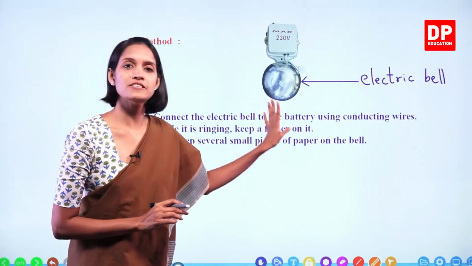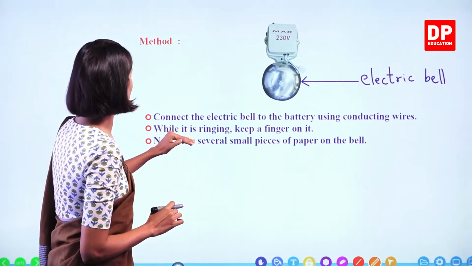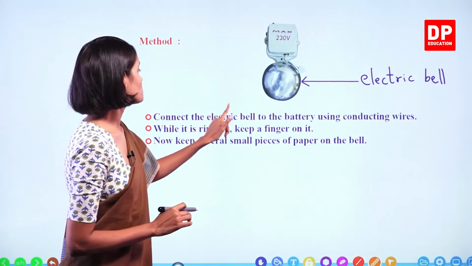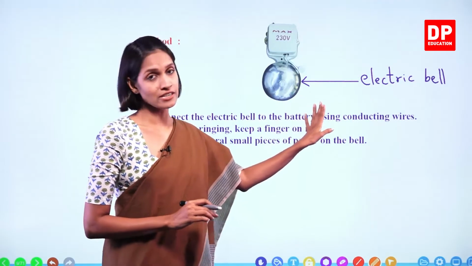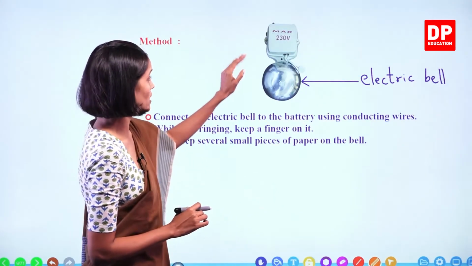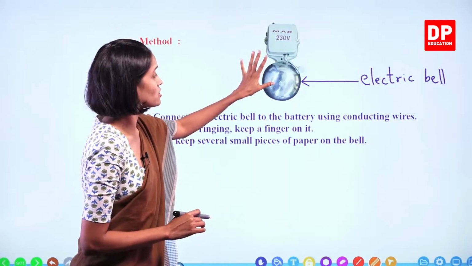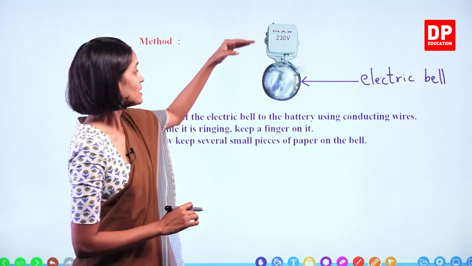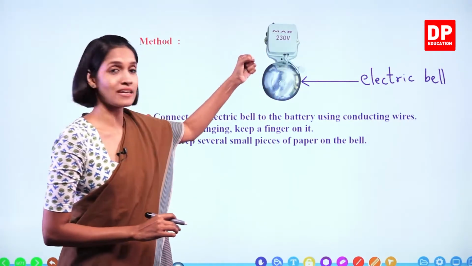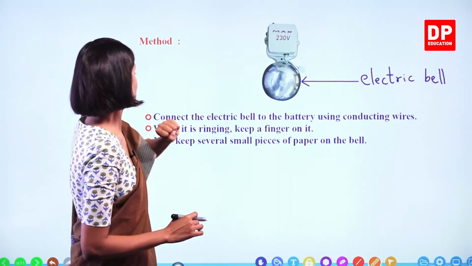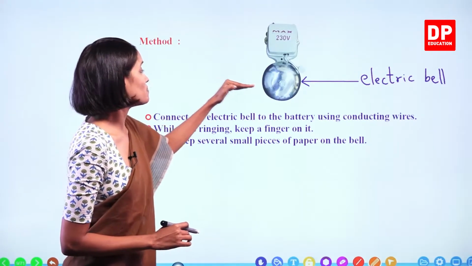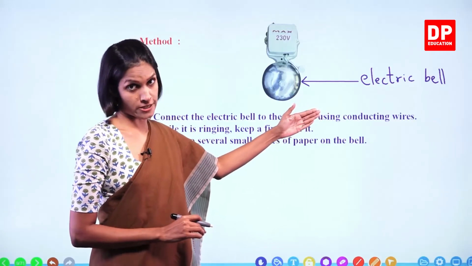So how to do this activity, children? We'll go through the steps. Connect the electric bell to the battery using conducting wires. Okay, so we have to connect this electric bell to the circuit so that it gets electricity and it can then start working.